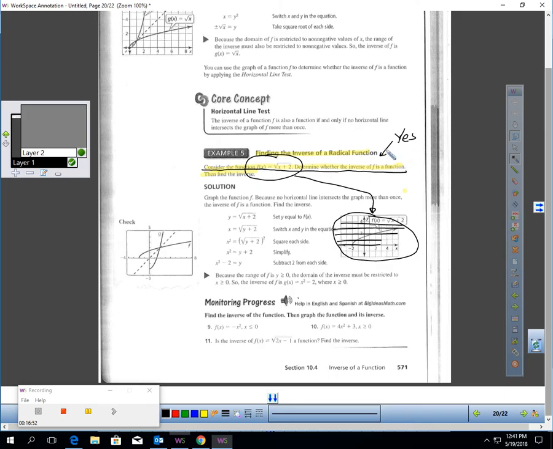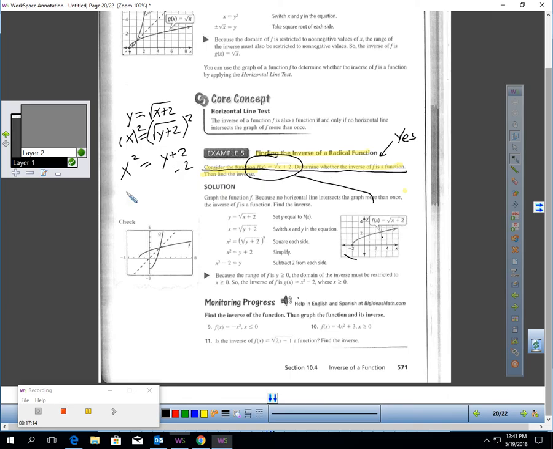Now find the inverse. Well, to find the inverse, it's easy. We just write y equals square root of x plus 2, and change x and y around. Then I have to square each side. x squared would equal y plus 2, and if I take away 2 from each side, y would equal x squared minus 2. Then write it in function notation. I'm just going to call it g(x) equals x squared minus 2, and you see that's what they have here. There's the inverse of the function.